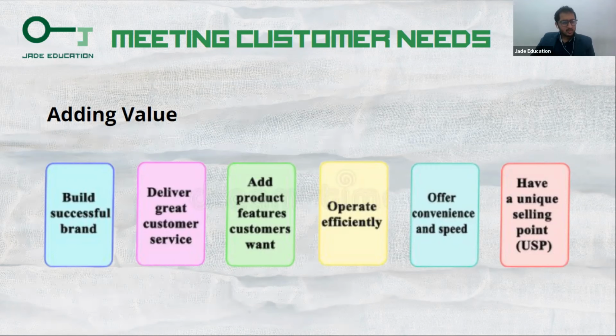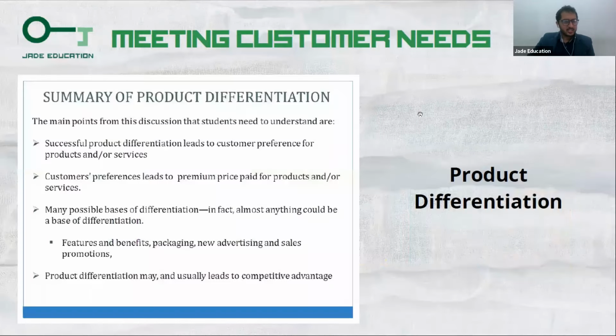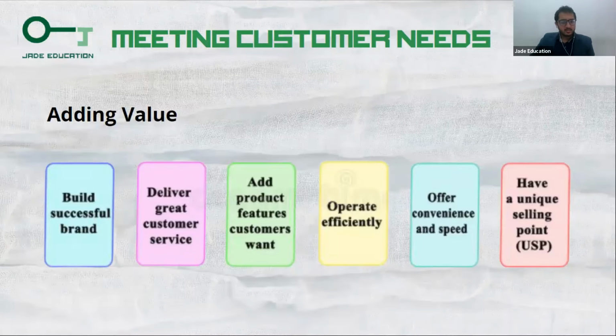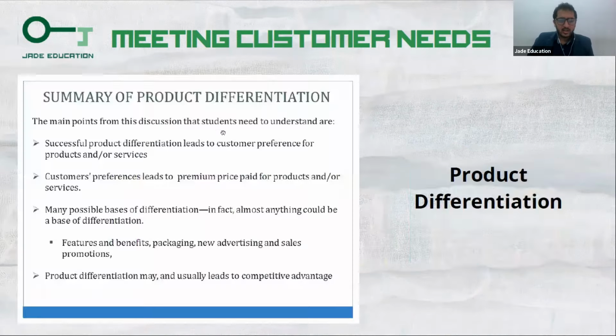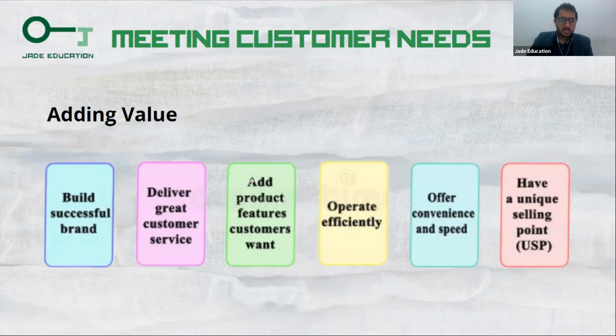Change your ways. Add some features, give some good customer service, build a brand, have a USP. All these are technically product differentiation, but it's all added value to the customer. So there are lots of little things that you can take a look at that will be very helpful for you, especially when you answer your papers, because all of these you can use together. It's all coming to one question.